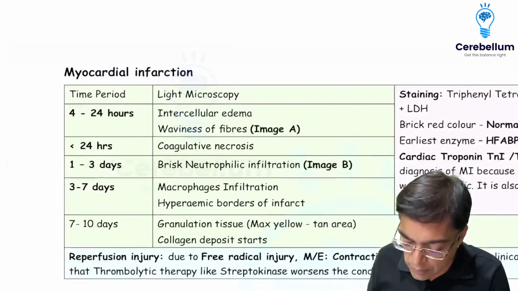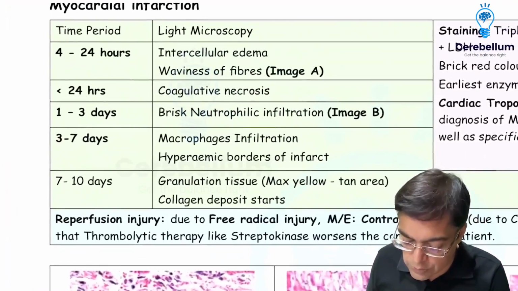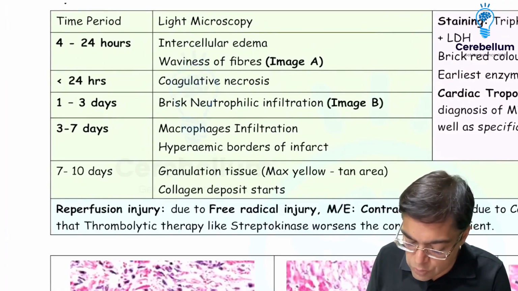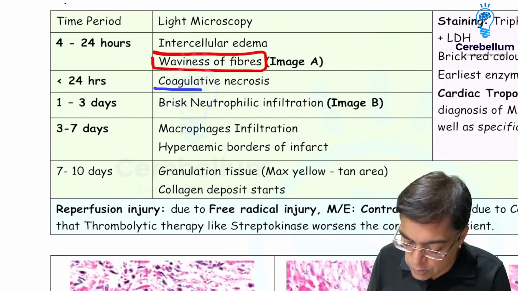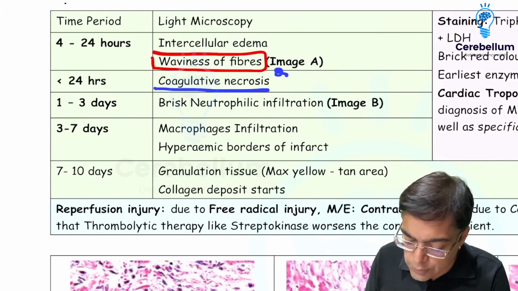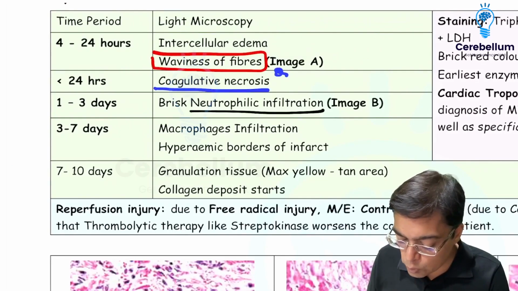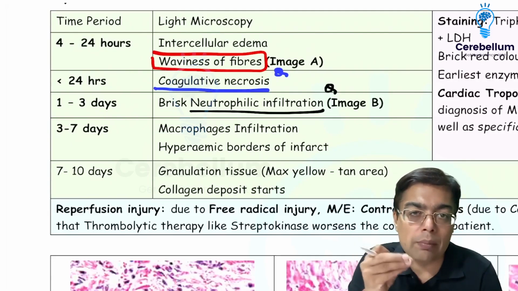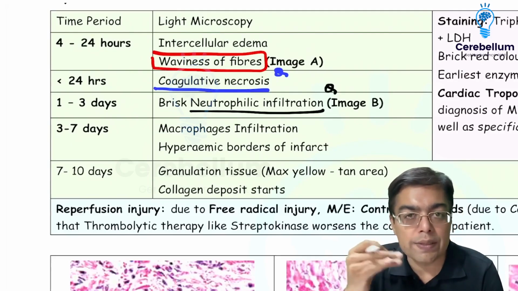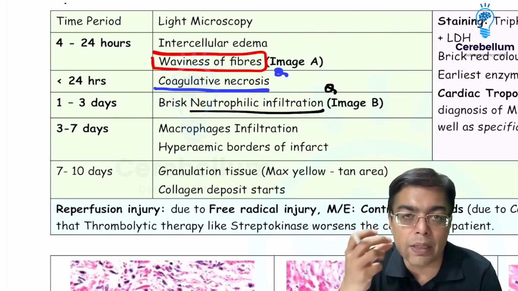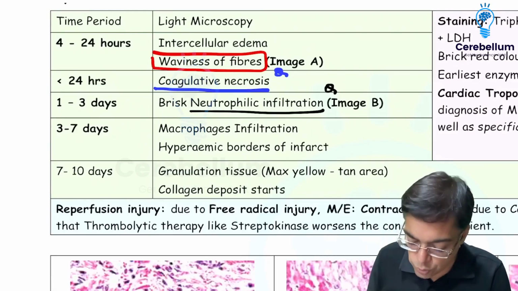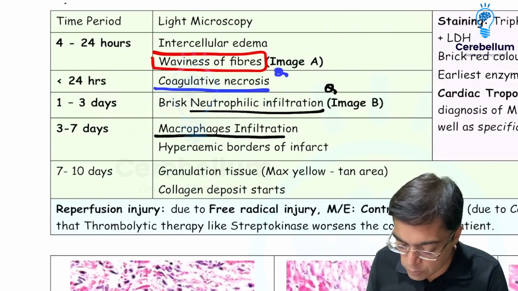So let us have a quick recap of the findings in a time-bound manner. The earliest finding is waviness of the fibers, followed by coagulative necrosis. This is followed by neutrophilic infiltration, which is of course minimal initially, increases on the second day, and becomes maximum on day 3. After day 3, neutrophils get replaced by macrophages, so you have macrophage infiltration beyond 3 days.